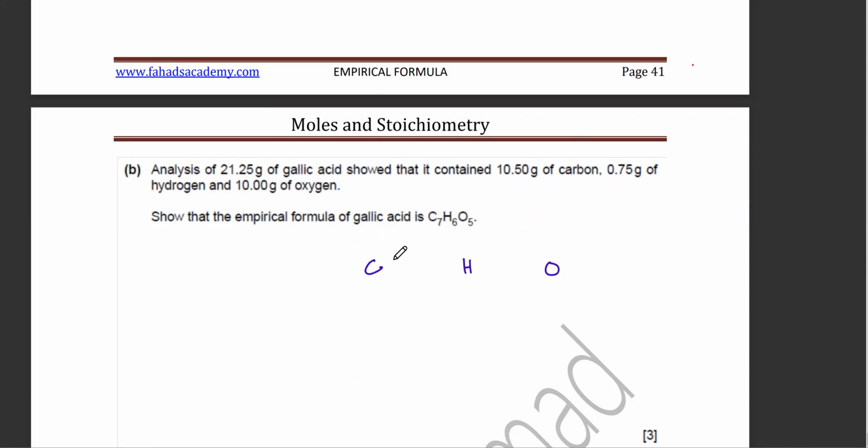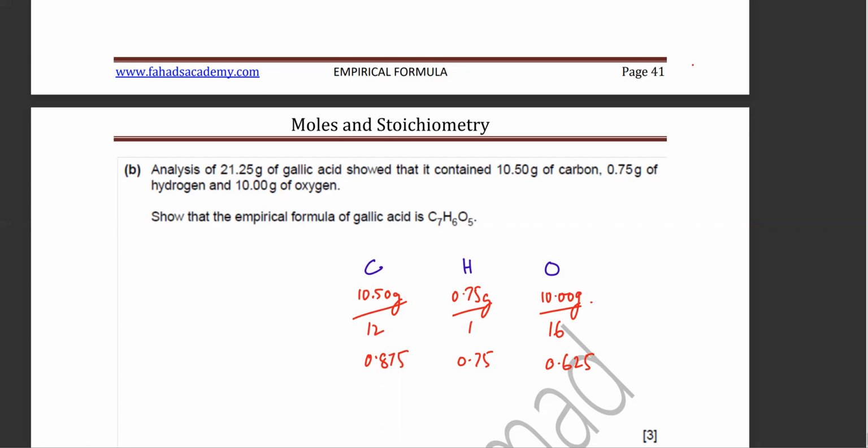Okay, so this one: carbon, hydrogen, oxygen. Now here, you've got 10.5 grams of carbon, 0.75 grams of hydrogen, and 10 grams of oxygen. Can someone quickly tell what this will be? Okay, what do we get for these? The first one: 0.875. Okay. What will the second be? That's 0.75 obviously. What is the third one? 0.625.